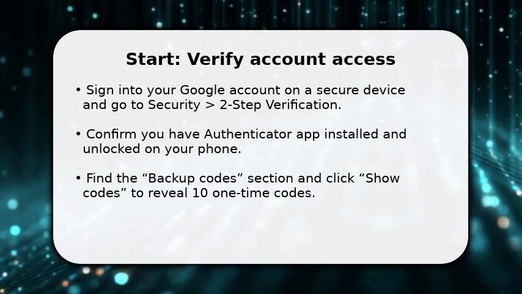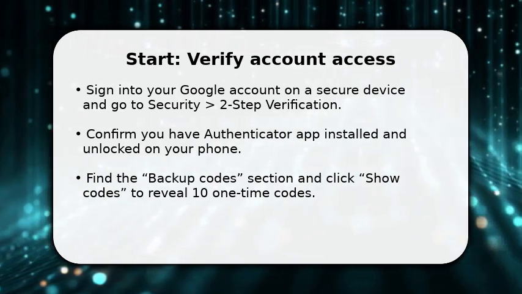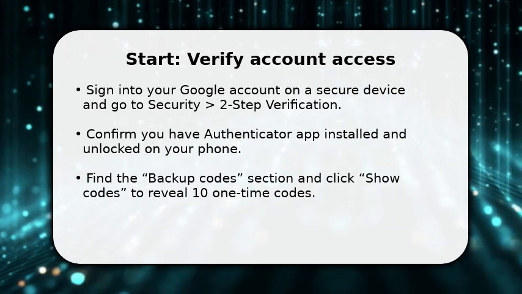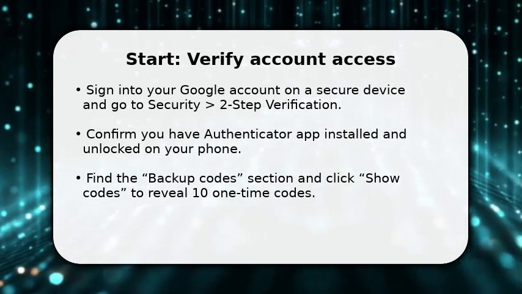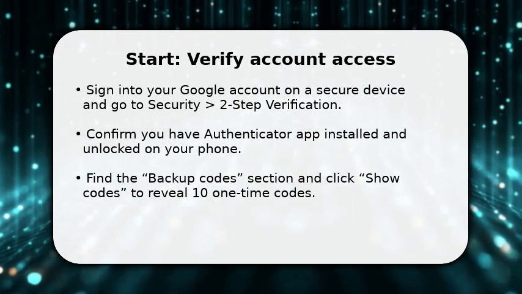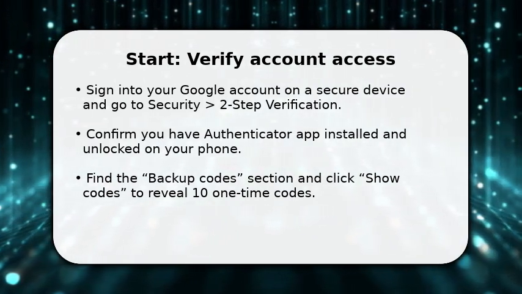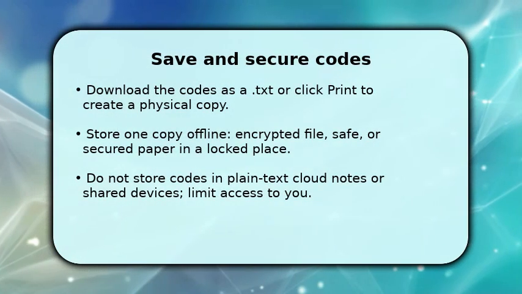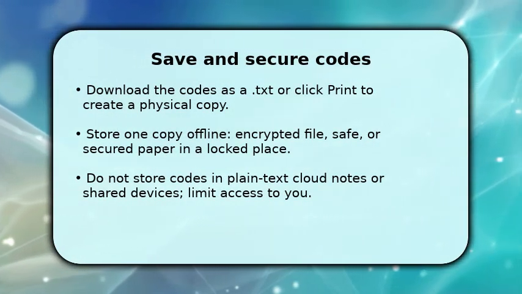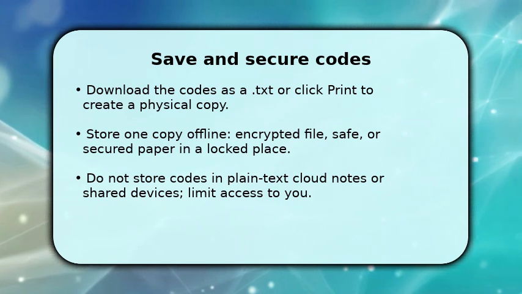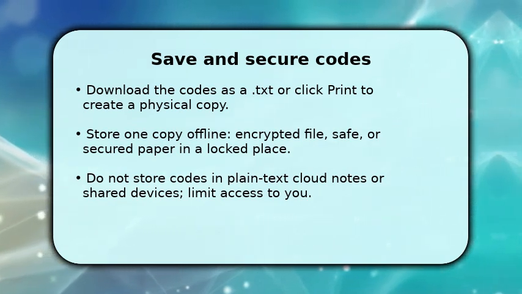This step generates the 10 one-time use codes. You're starting with control over both the primary app and the fallback codes to avoid lockout. Now save those codes in multiple safe formats so you can recover when needed. For example, download the TXT file and print a paper copy. This preserves them if your phone is lost.